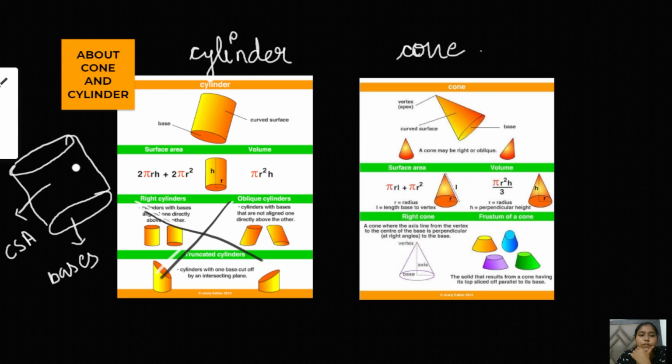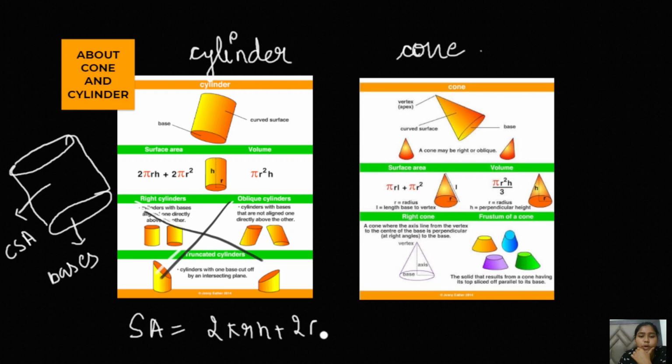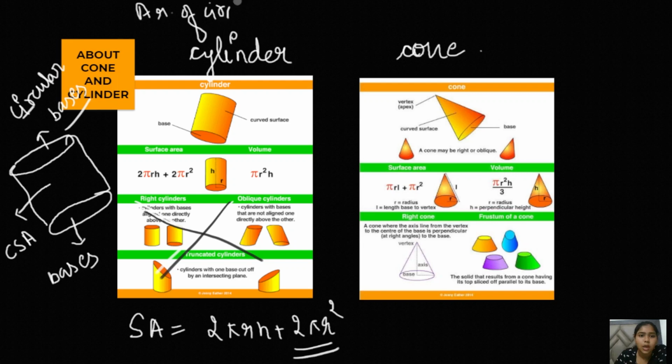So the total surface area of the cylinder is 2 pi rh plus 2 pi r square. Why this 2 pi r square? Can somebody tell me? Basically these are the circular bases, as I told you. So what will be the area of these circular bases? You know that the area of a circle is equal to pi r square. Since there are 2 bases, 2 pi r square is the area of the 2 circular bases. In addition, this is the surface area of this curved portion.